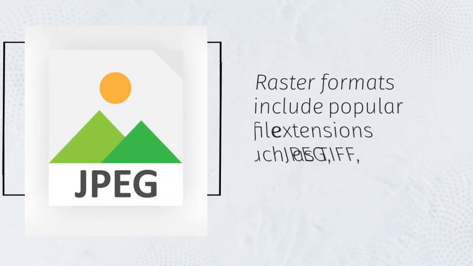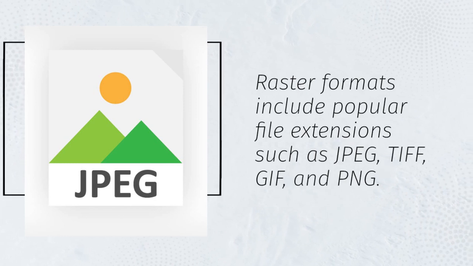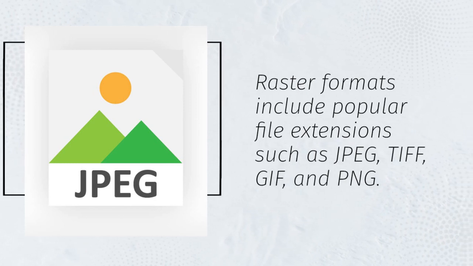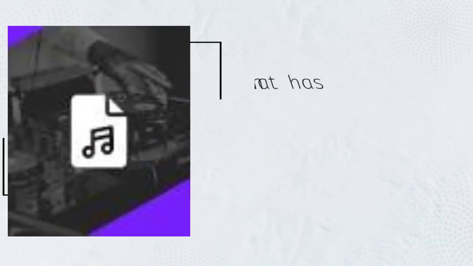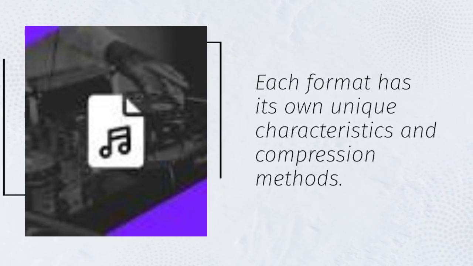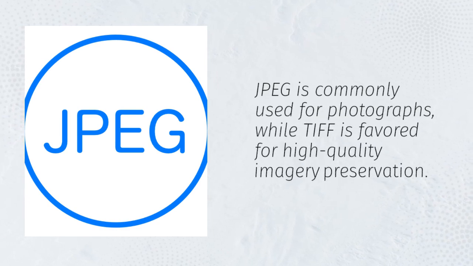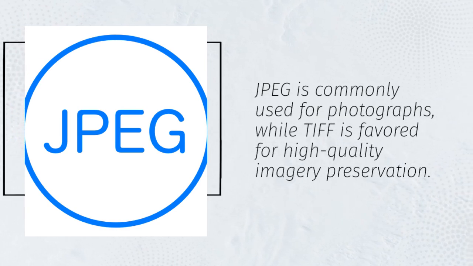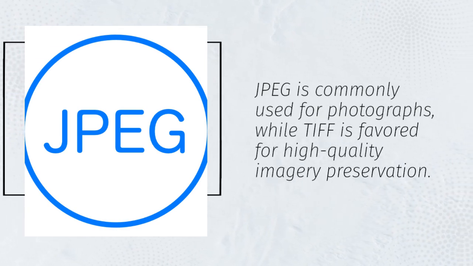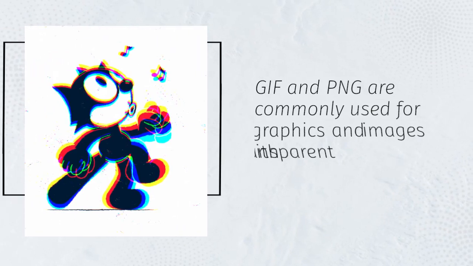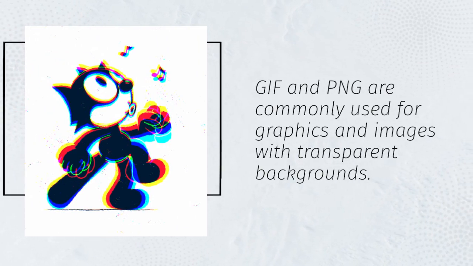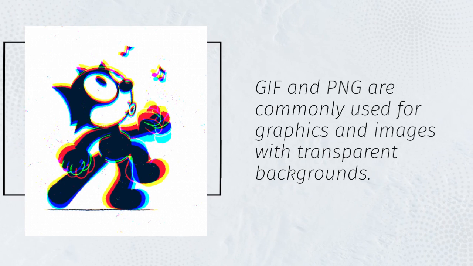Raster formats include popular file extensions such as JPEG, TIFF, GIF, and PNG. Each format has its own unique characteristics and compression methods. JPEG is commonly used for photographs, while TIFF is favored for high-quality imagery preservation. GIF and PNG are commonly used for graphics and images with transparent backgrounds.